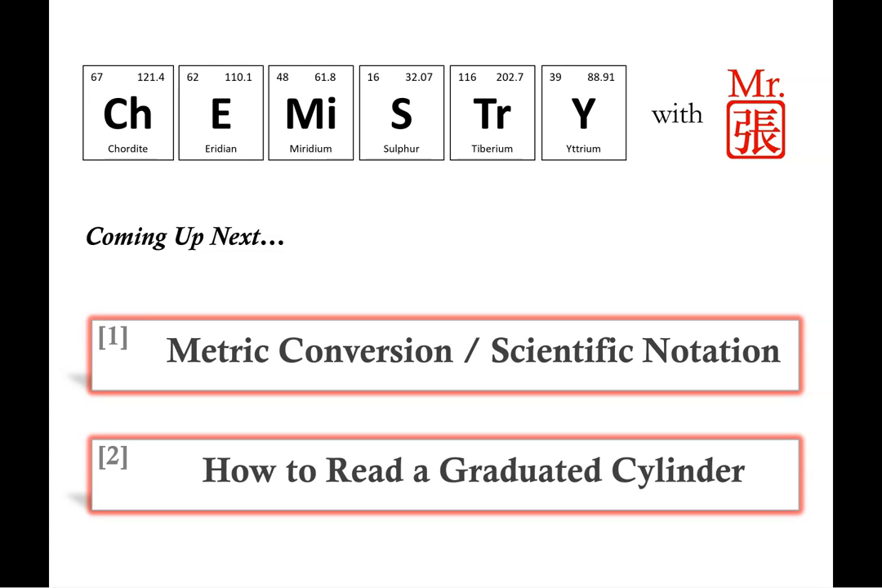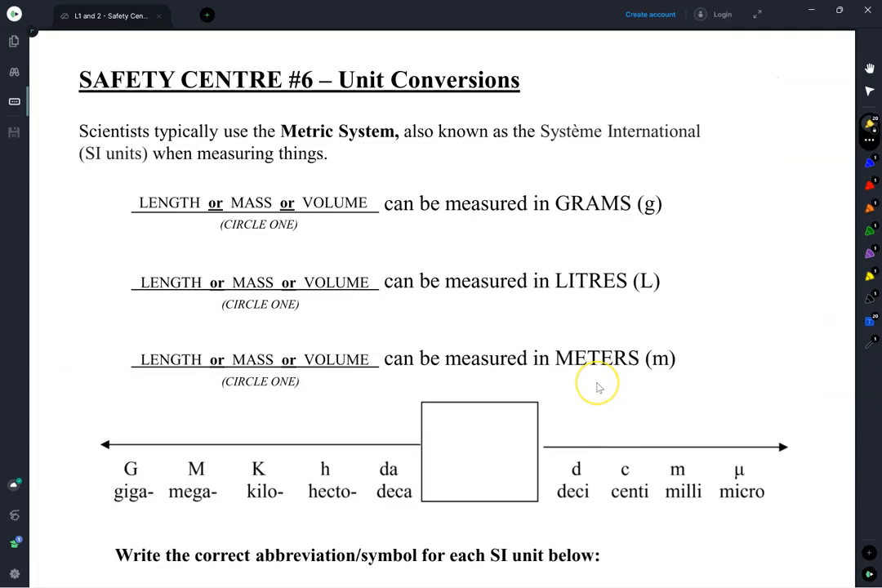In this video tutorial, we will review some basic skills such as metric conversion, scientific notation, and how to read a graduated cylinder. Here in Canada and in most of the world, scientists typically use the metric system, also known as the Système International or SI units, when we measure things. In this course, we will focus on 3 units of measurement. They are the grams, liters, and meters.